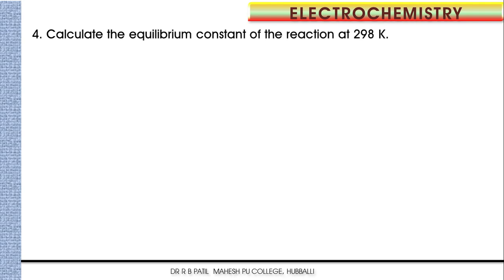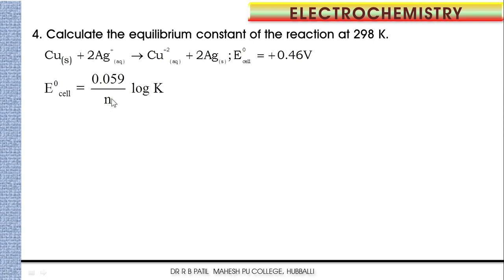Calculate the equilibrium constant of the reaction at 298 Kelvin. So here we are asked to calculate the equilibrium constant for this cell reaction given E naught cell. Okay, here copper undergoes oxidation and is converted to Cu2 plus, 2Ag plus gains 2 electrons and undergoes reduction and is converted to 2Ag. Okay, so what is the formula, students? E naught cell is equal to 0.0591 divided by n log K, where n indicates what? The number of electrons involved in the chemical reaction. How many? 2. And K, that is the equilibrium constant, we are asked to calculate.